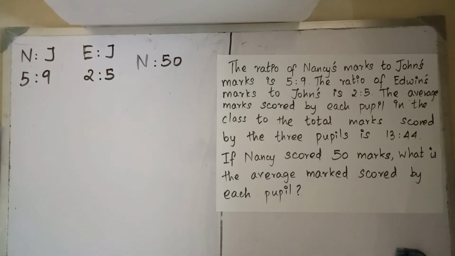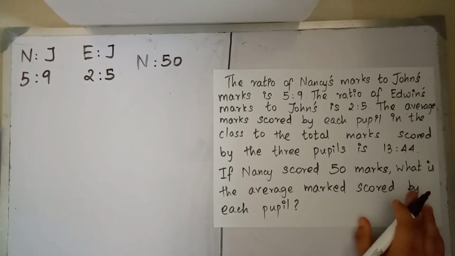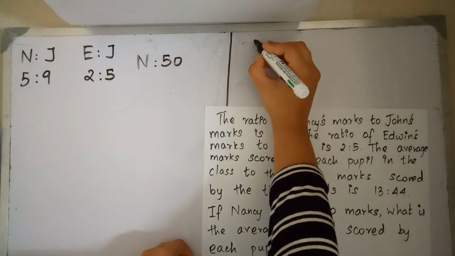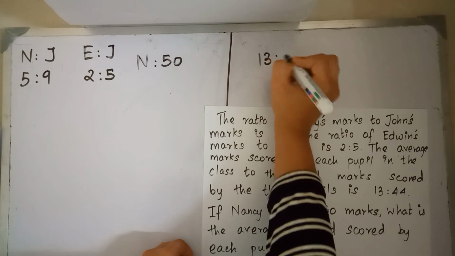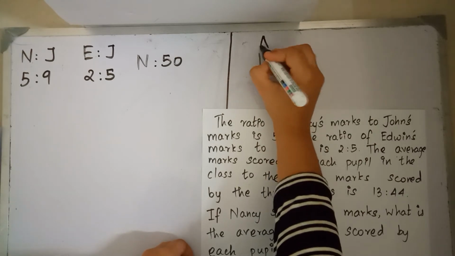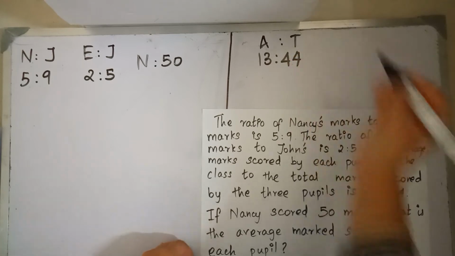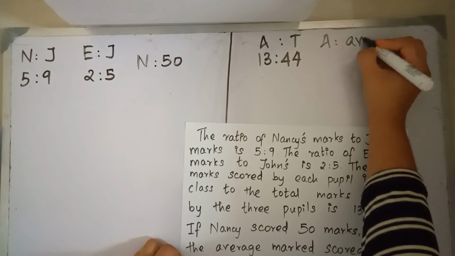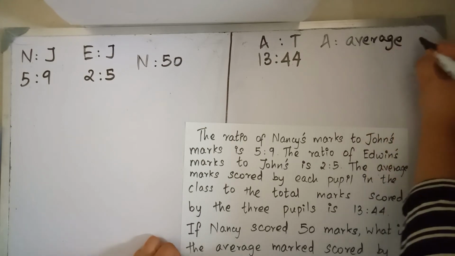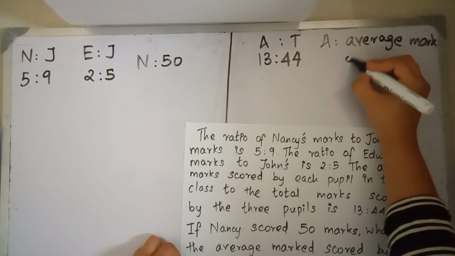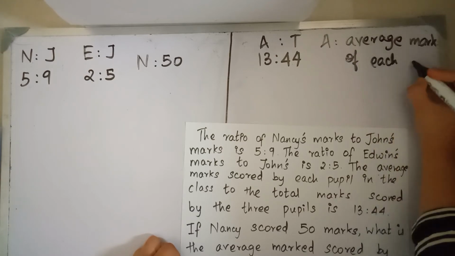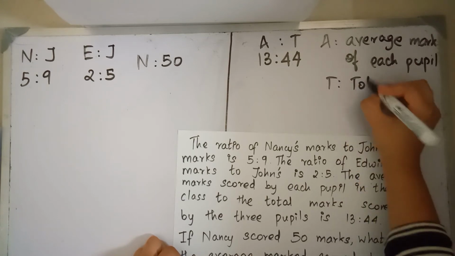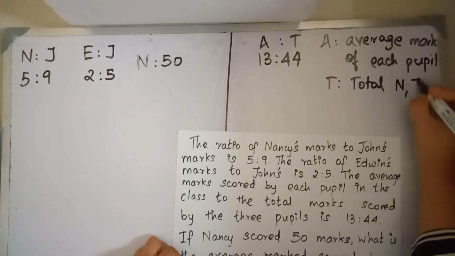After that, it states that the average mark scored by each pupil in the class is, to the total marks scored by the three pupils, 13:44. This is average to total by three people. A represents the average mark of each person in the class, whereas T is the total of the three people, Nancy, John and Edwin.